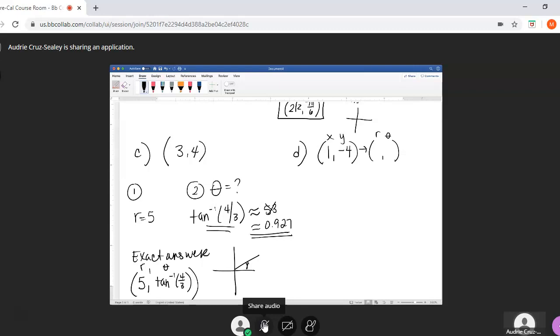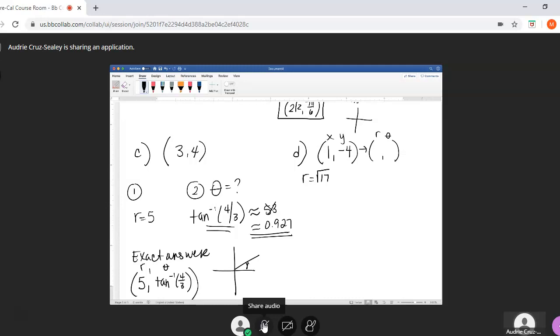Anybody find R yet? Okay, so R is the square root of 17. If you have any questions about how she found R, please let me know because you don't want to miss that. The hard part should be the angle.